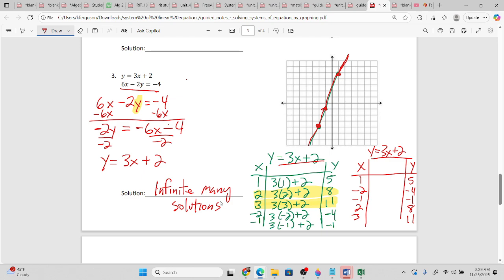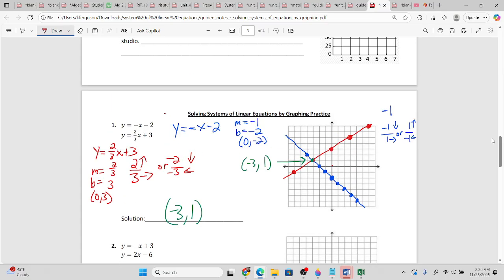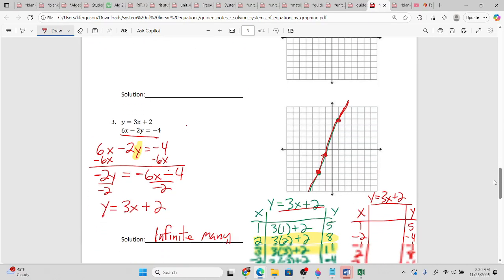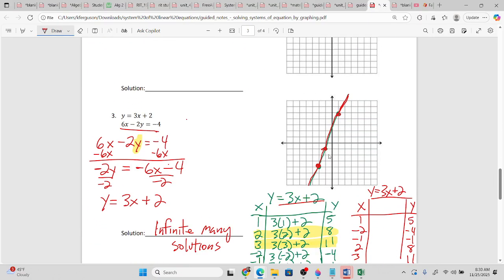Because what is the answer to one of these problems? Well, let's go back up to the first one just so we can talk about it for a second. I'm going to have two or more lines. I want to see where those lines cross. Where do they touch? In this case, these two lines touch at negative 3, 1. So there's one solution: negative 3 for x, 1 for y. That's my solution. But these two lines, they perfectly overlap.